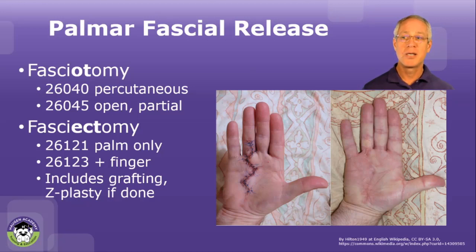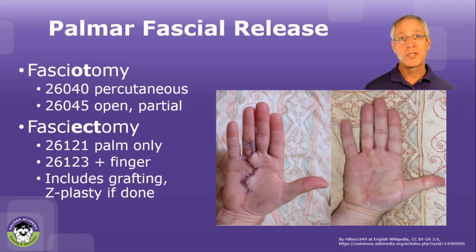Now, fasciotomy involves cutting through the constricting band, either open or percutaneous, and not surprisingly, there is a code for each of these. Fasciectomy is actually cutting out of the palmar band, and it is always consequently open. It's more decisive, and it has less of a chance of recurrence.